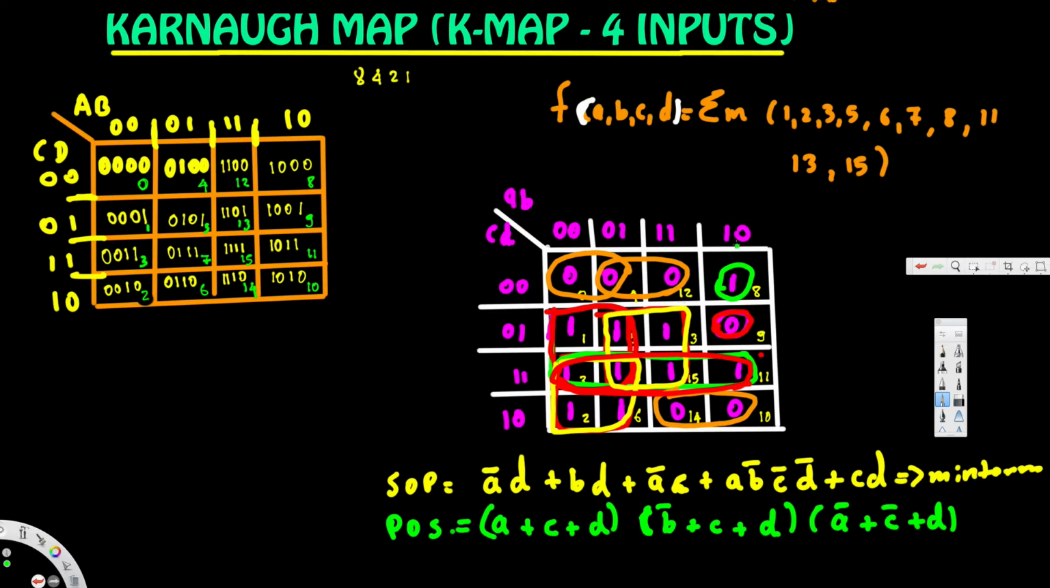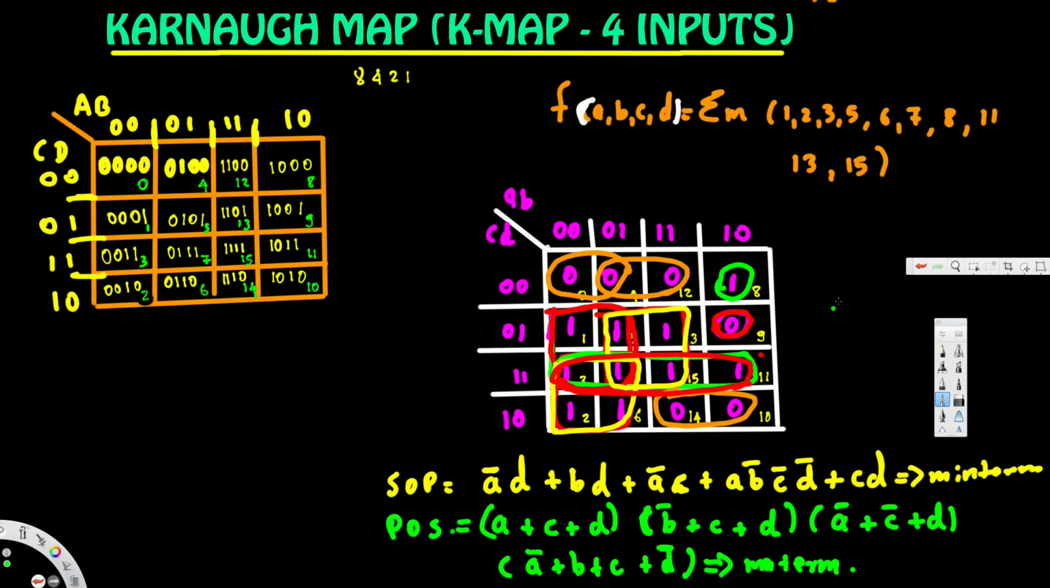Here we have 1, 0, 0, 1. So this one is A complement, then B plus B, and then we have C, and then D complement. Okay, so this is product of sum. And this is max term, and this is one example. Now let's look at another example.